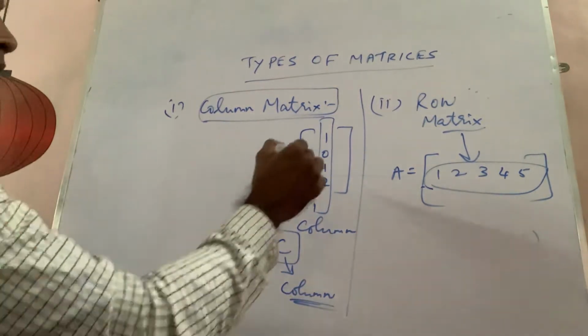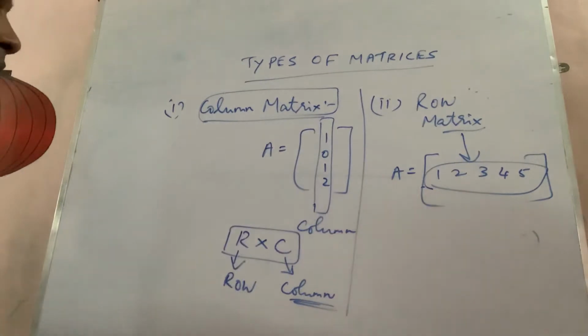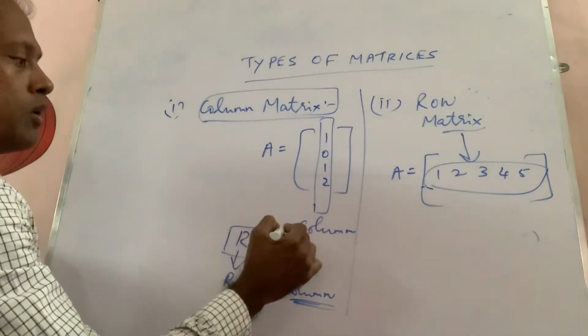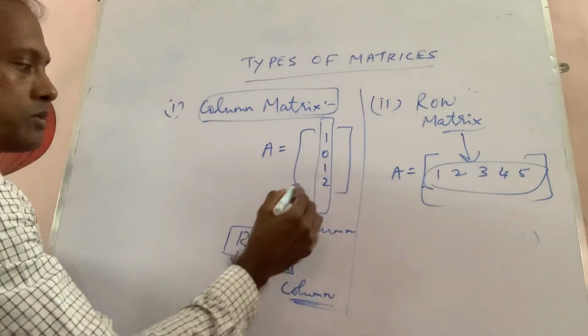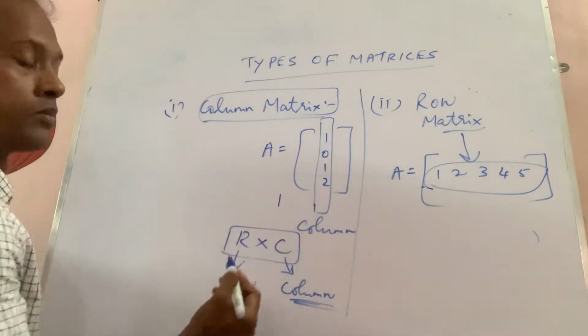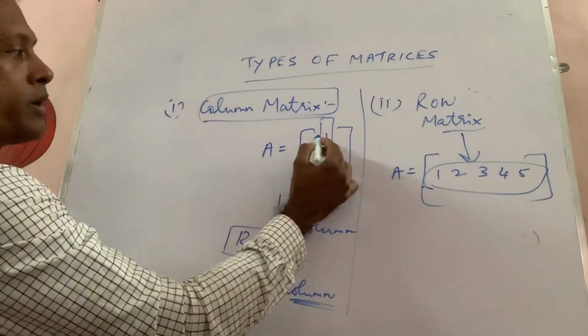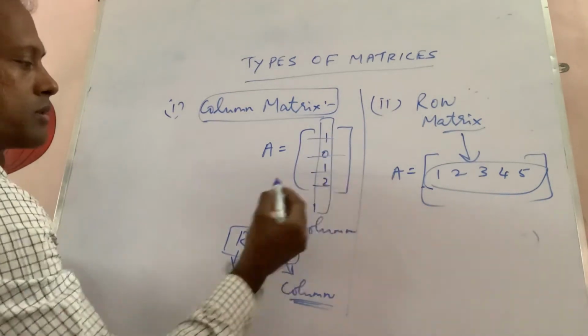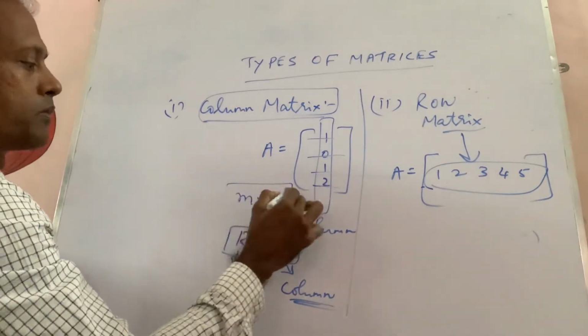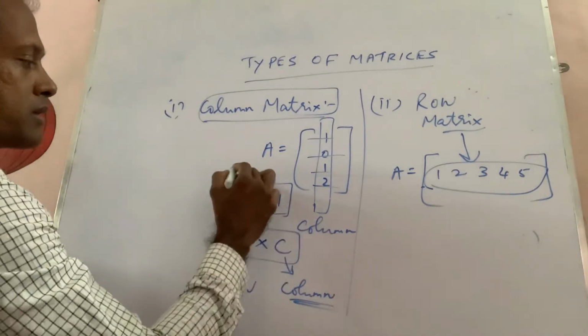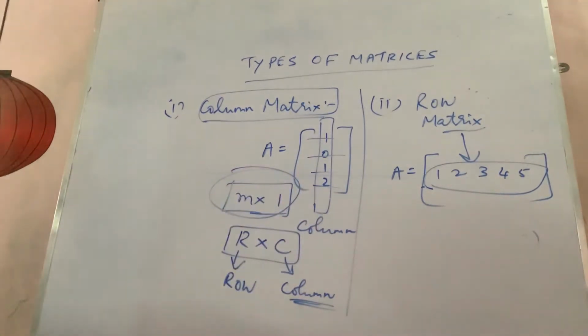So column matrix, in column matrix you have, how many columns you have? Only one column. You have just one column, right? And rows, how many rows are there? It can be any number of rows, right? So you can say m cross 1. M cross 1 is generally referred as the column matrix. You can call this m cross 1 as a column matrix.